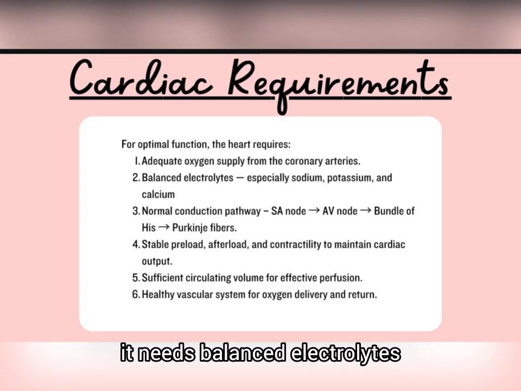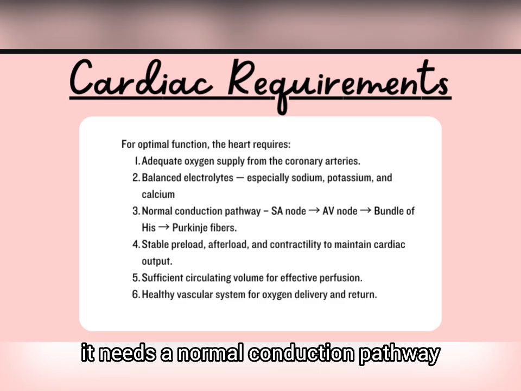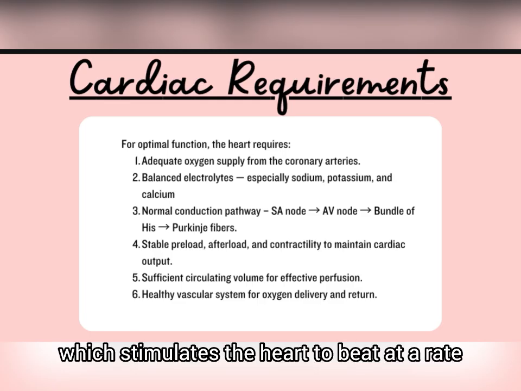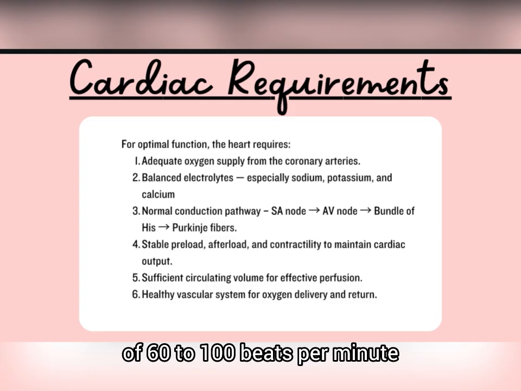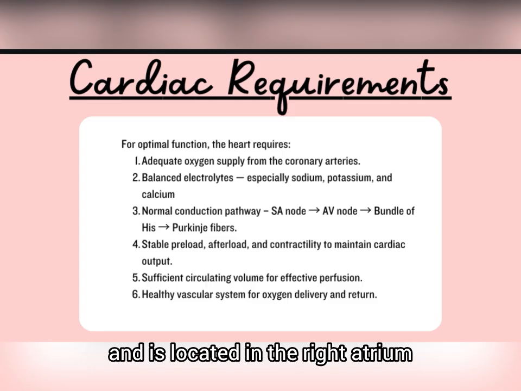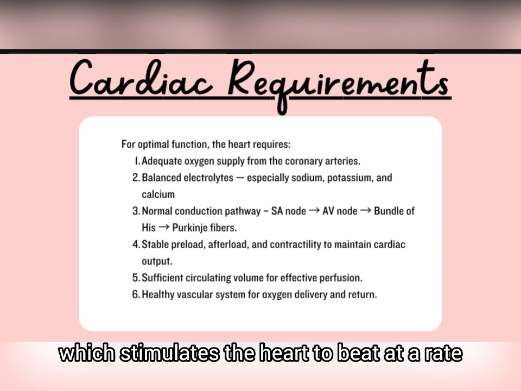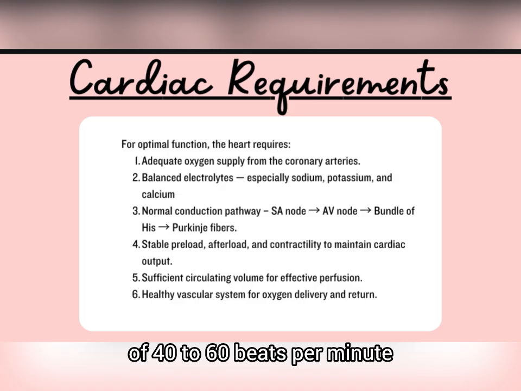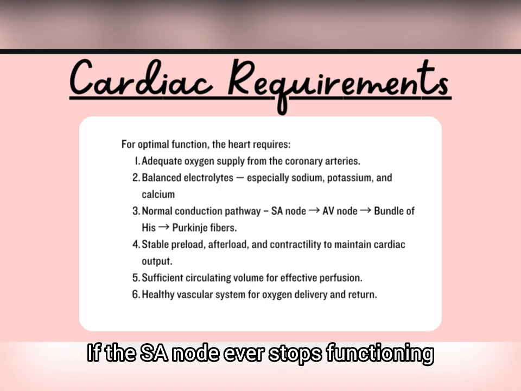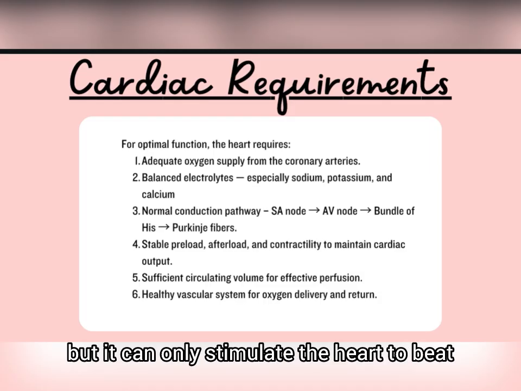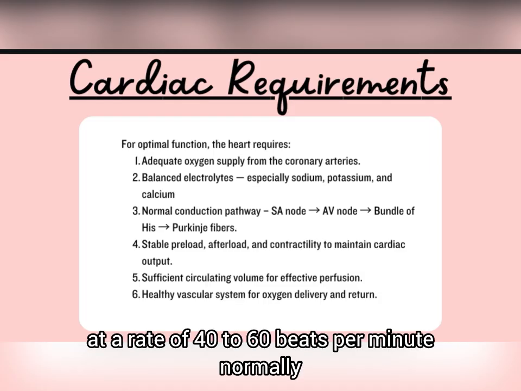It needs balanced electrolytes. It needs a normal conduction pathway that involves the SA node, which stimulates the heart to beat at a rate of 60 to 100 beats per minute and is located in the right atrium. The next is the AV node, which stimulates the heart to beat at the rate of 40 to 60 beats per minute. If the SA node ever stops functioning, the AV node can pick up and become the heart pacemaker, but it can only stimulate the heart to beat at a rate of 40 to 60 beats per minute normally.